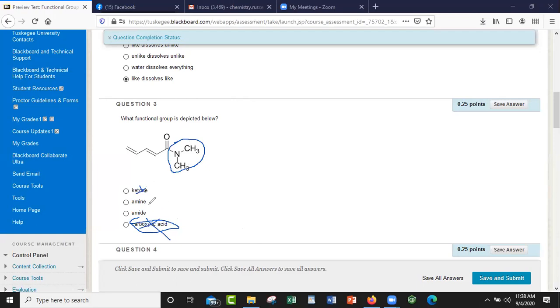Now, the amine and the amide, you can go either way. What separates them? The oxygen. The carbonyl part. Yep. The amine won't have a CO adjacent to the nitrogen. Remember I said something like the amine is not in jail. It doesn't have a CO, but the amide does. So the amine, we rule that out. That means that the correct answer here is the amide. Anybody have any questions about that?